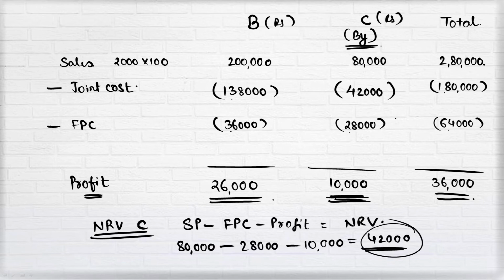Have we allocated 42,000 to C? The answer is yes. Sir, we need to show this. No, you can directly do this table, apportion the joint cost. It is absolutely all right. But you need to understand this method is termed as NRV method of allocation of joint cost.